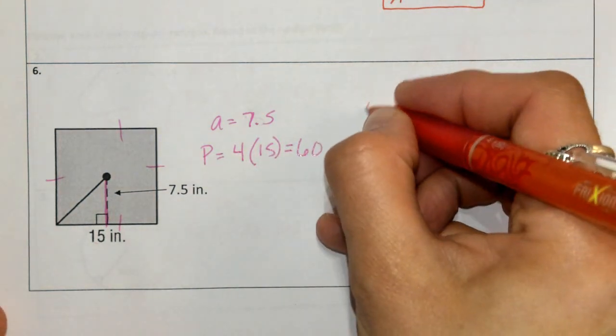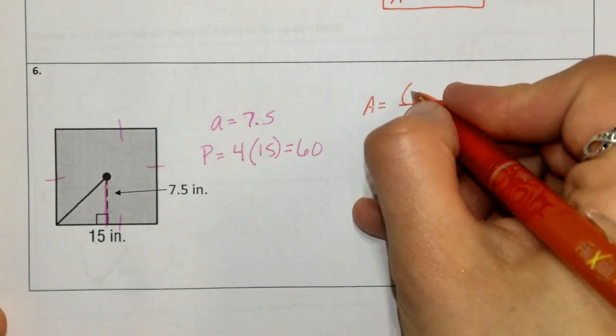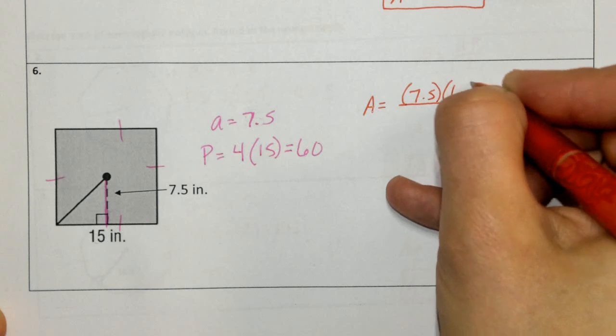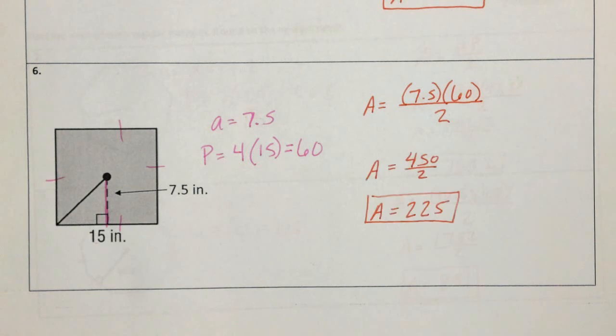So filling in our formula, apothem 7.5 times perimeter 60, all divided by 2. Please pause it and solve it now. Once we've resumed, we see our answer, 225. And that is the end of area 4. That's all we got to do when we're given the apothem.